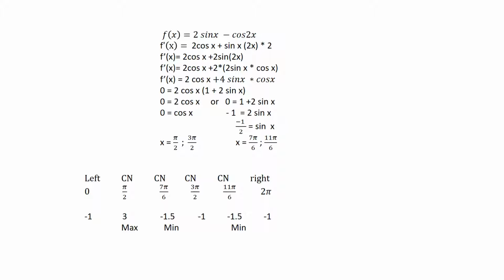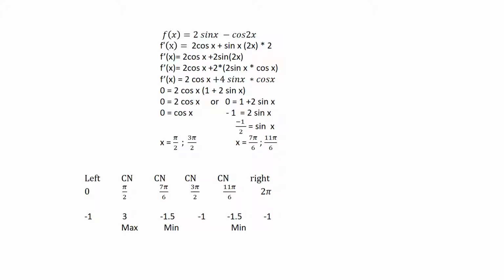First, let's start with the derivative. The derivative of 2 sine x is 2 cosine x. The derivative of cosine 2x will be negative sine of 2x times 2. F prime of x equals 2 cosine x plus 2 times the sine of 2x.